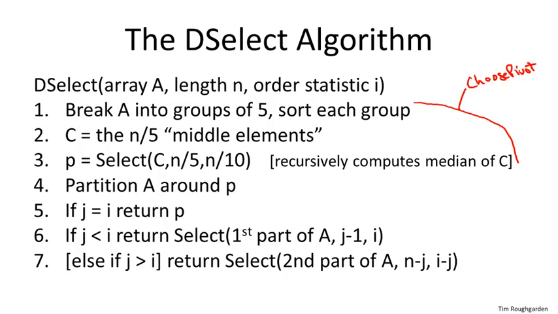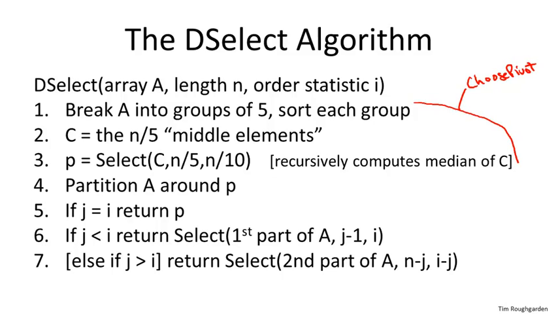So if you're not in the base case, what did we do before? The first thing we did was choose a random pivot. What do we do now? Well, we have steps 1 through 3. We do something much more clever to choose a pivot. And this is exactly what we said on the last slide. We break the array into groups of 5. We sort each group, for example, using merge sort. We copy over the middle element of each of the n over 5 groups into their own array, capital C.